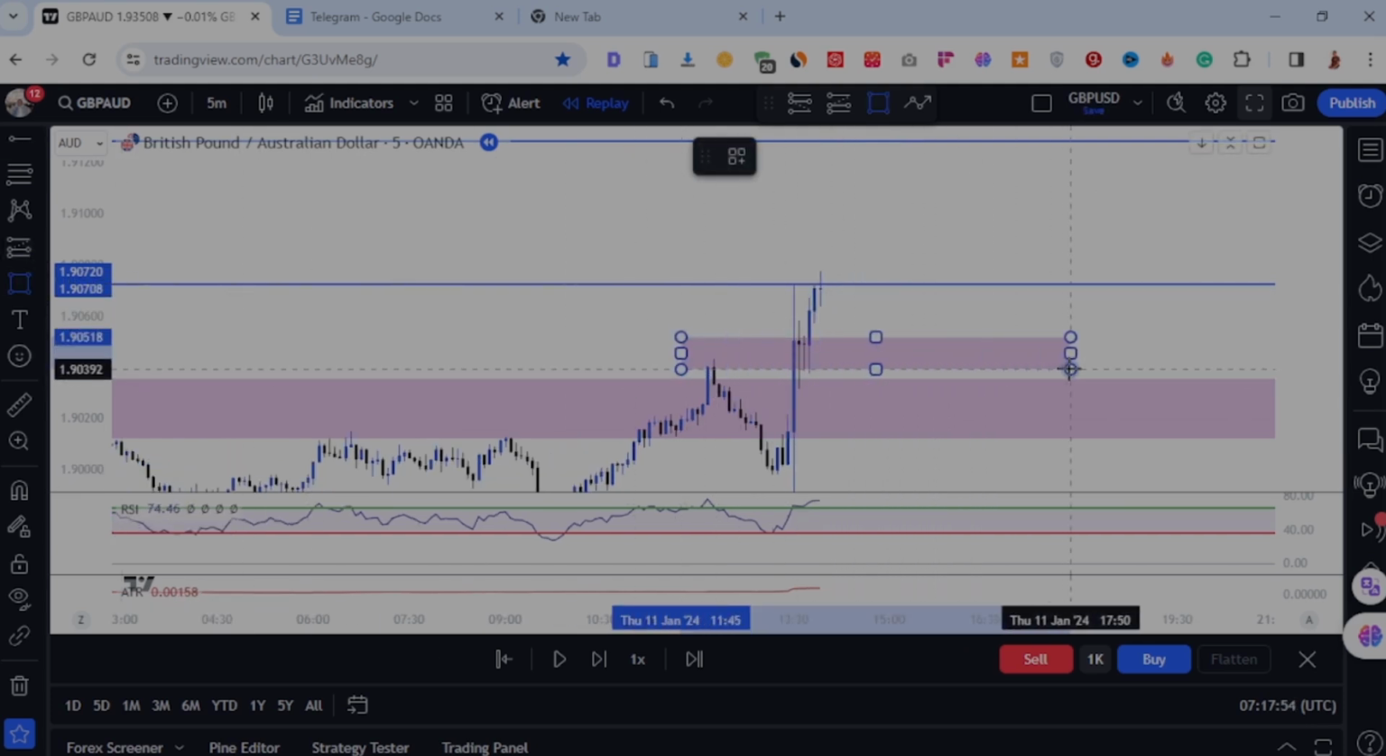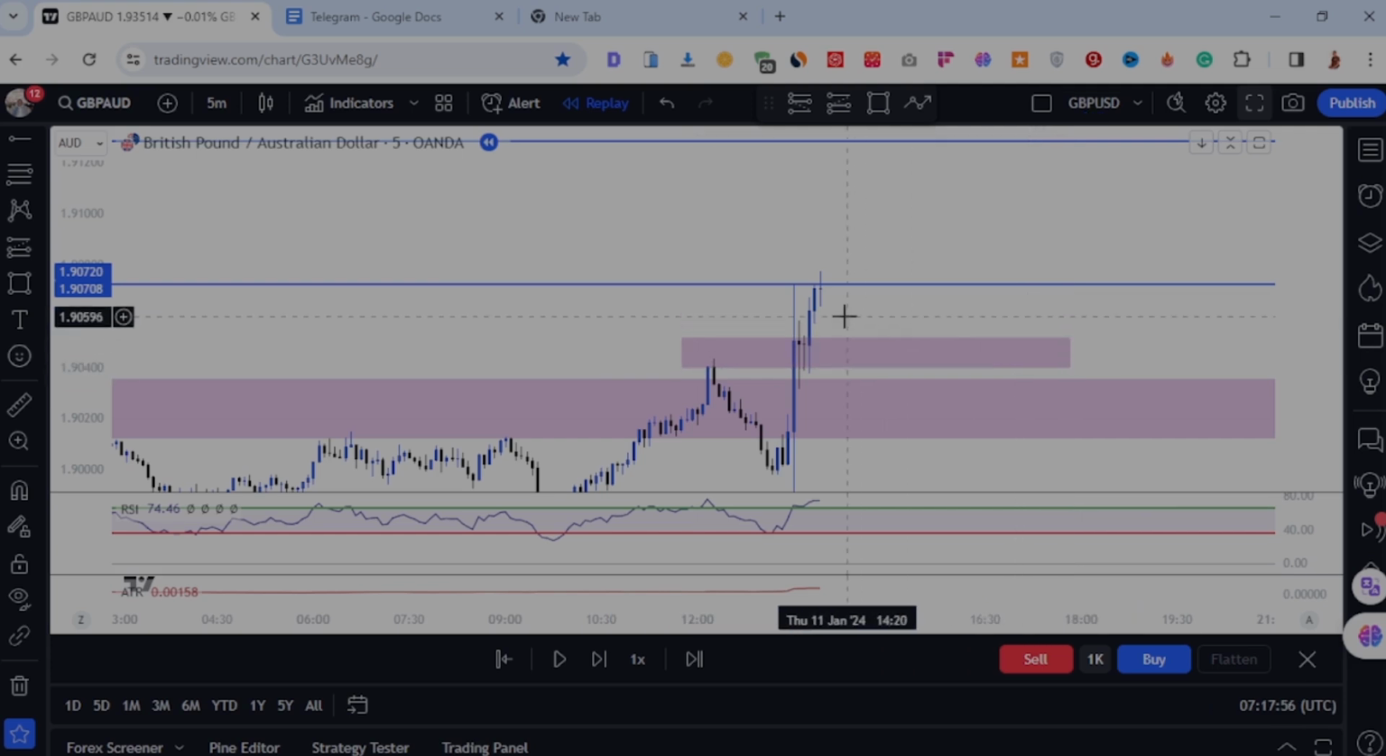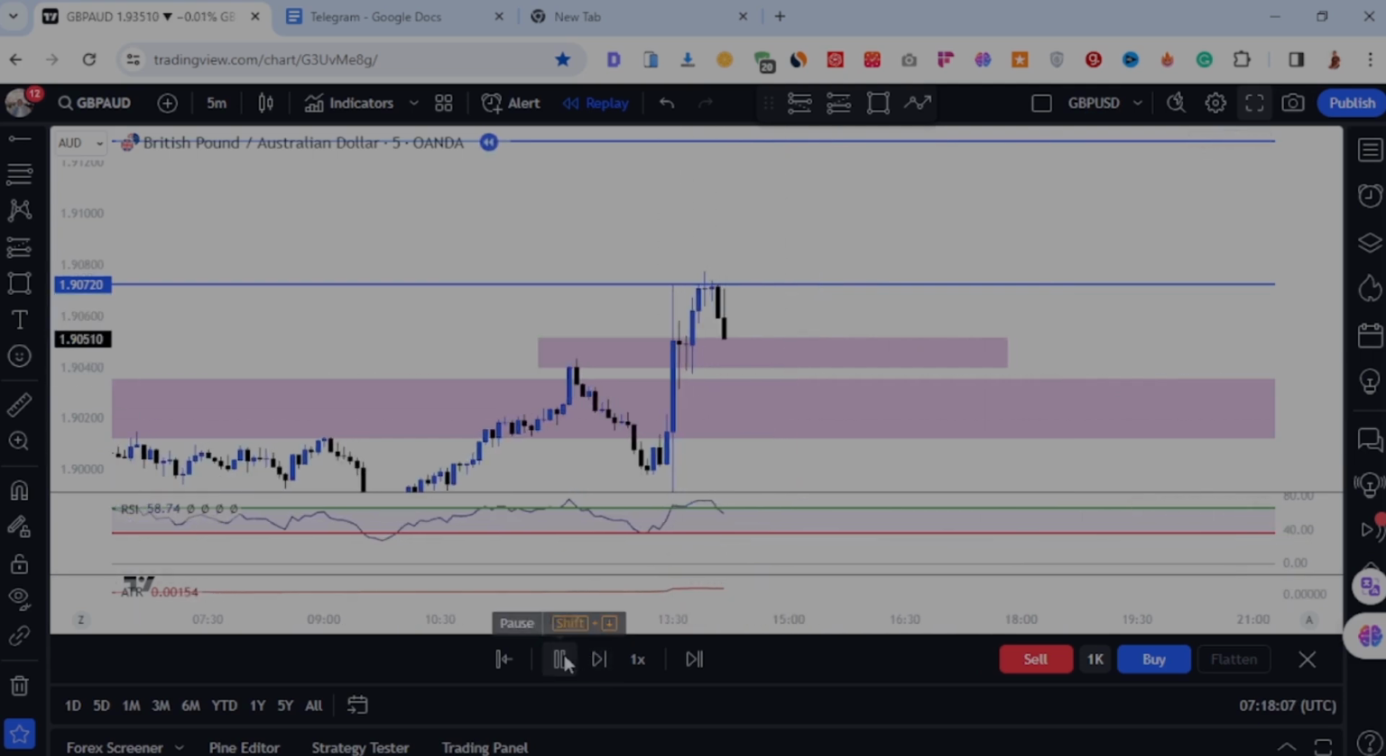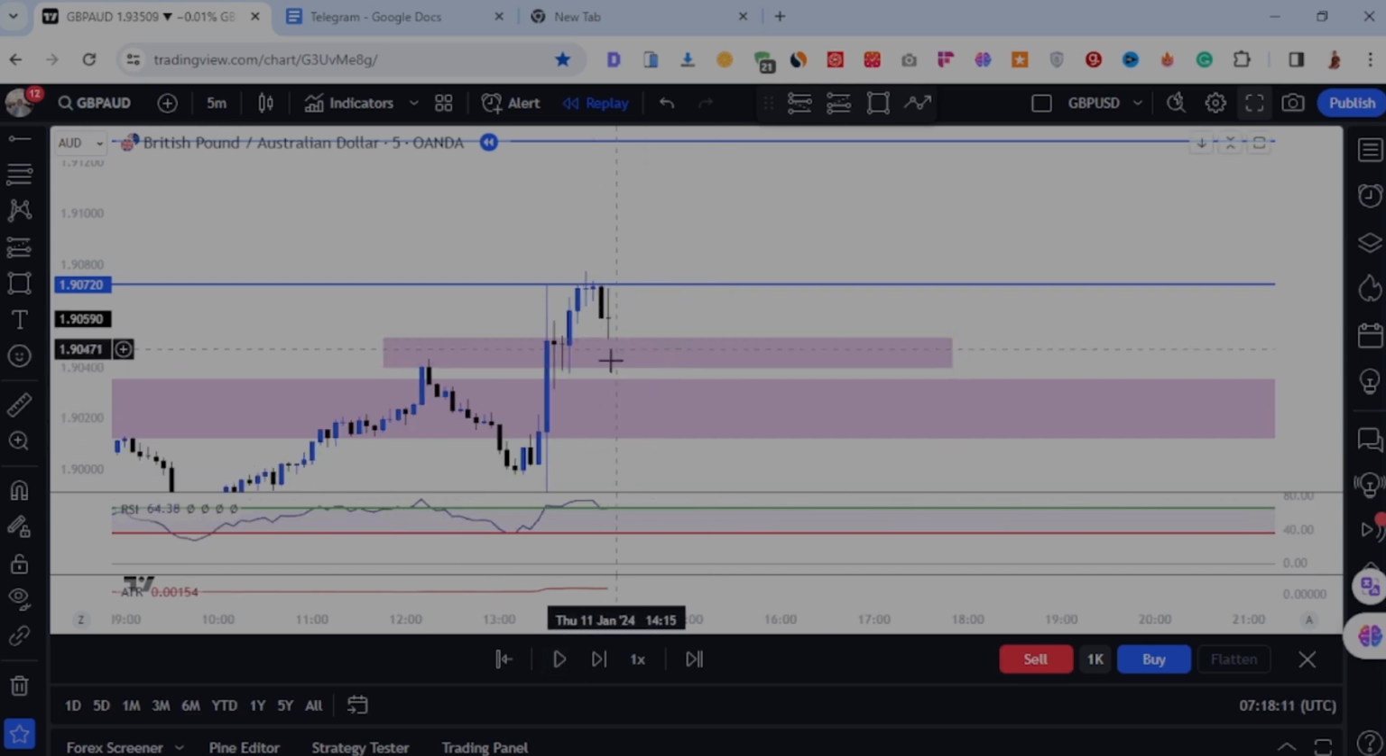So the next thing that we can do is wait for any type of pullback that comes into this zone, or we can just buy at this point. But waiting for a pullback on a smaller time frame is going to be a high probability trade for you. So now, as you can see, the market just made a pullback coming back into this zone that I just marked right here. So when you get this, you are also going to get an even bigger trade.